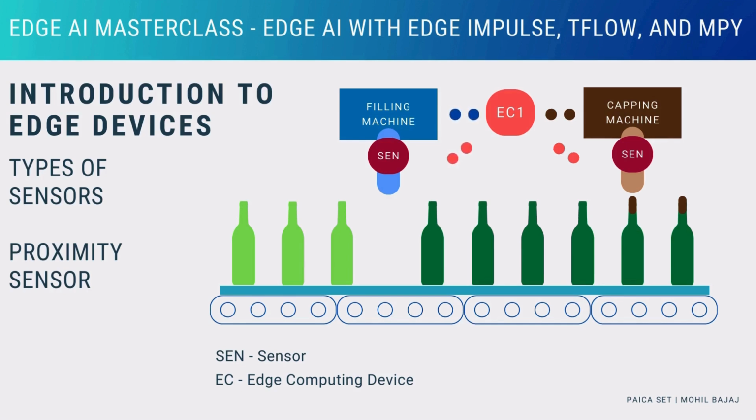Another proximity sensor could be used to make sure that the beverage is filled to the maximum level in the bottle. And then finally, another proximity sensor could be used to check whether the cap had been placed on the bottle or not. If the cap was metallic, an inductive proximity sensor could be used.